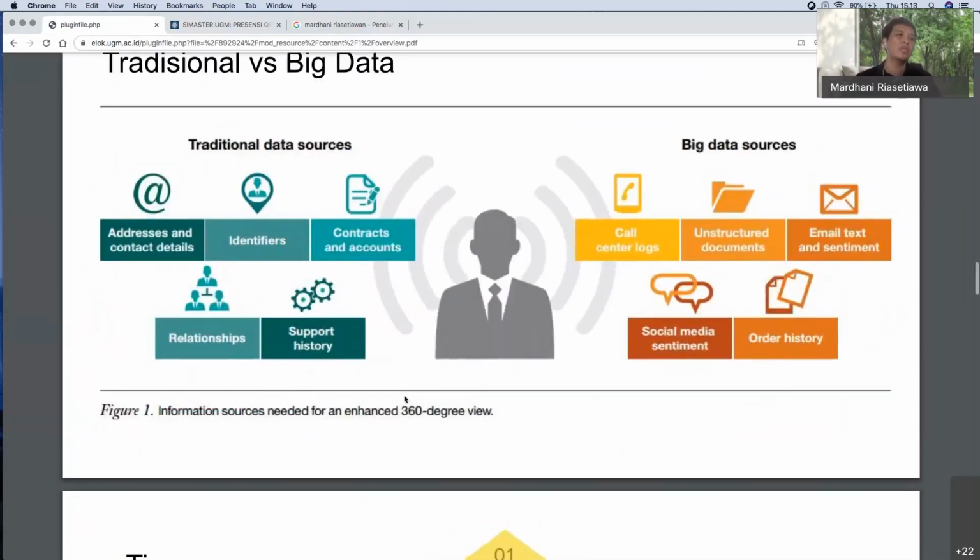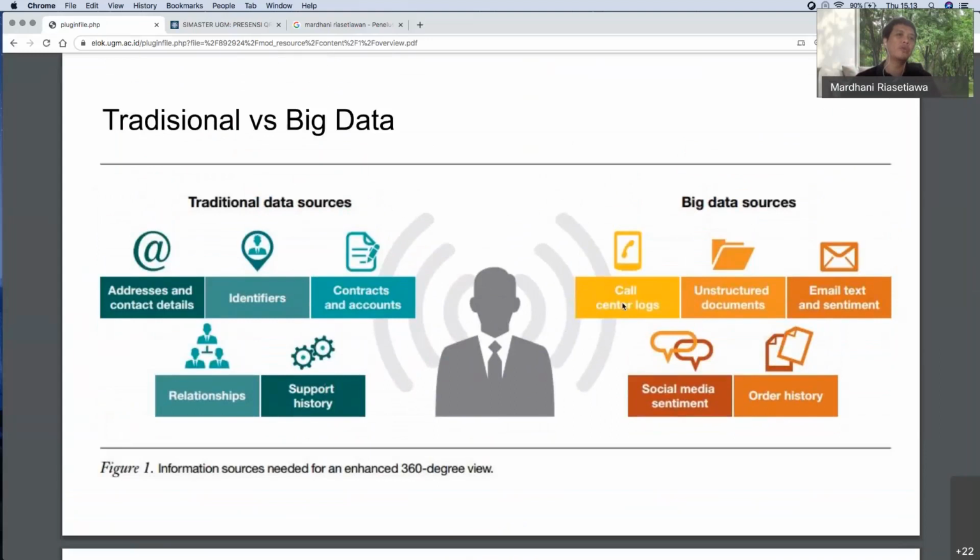So that's why here big data will consist of call center logs. In the call center log, it's not only just your voice, your interaction with the call center, but when you do that, why the reasons, how you call the call center, what time you consume to connect with the call center, what the issue, what the progress, and so on. So a lot of things.